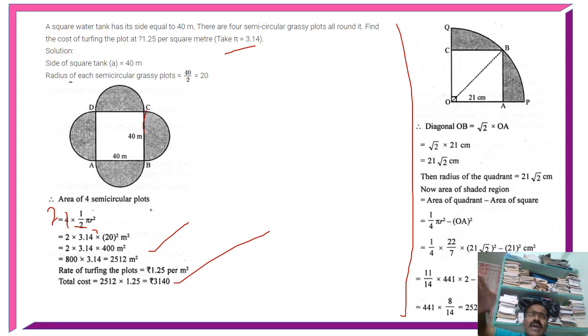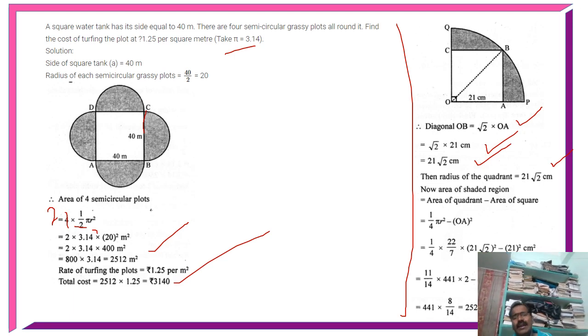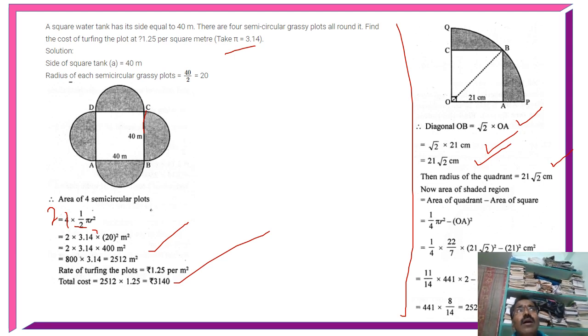Area of square we can find as side into side, but to find the area of the quadrant, we need to find the radius of the quadrant. The radius of the quadrant is nothing but the diagonal of the square, which is root 2 times the side, so 21 root 2 centimeters. By applying Pythagoras theorem we get it, or else directly remember that the diagonal of a square equals root 2 times the side of the square.